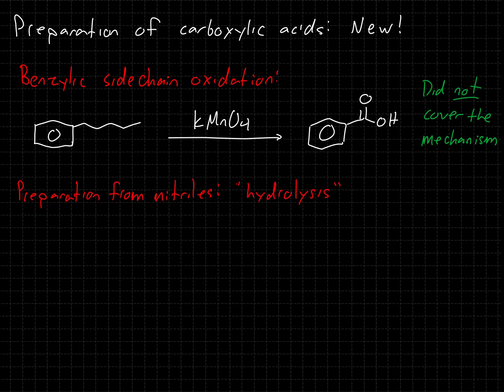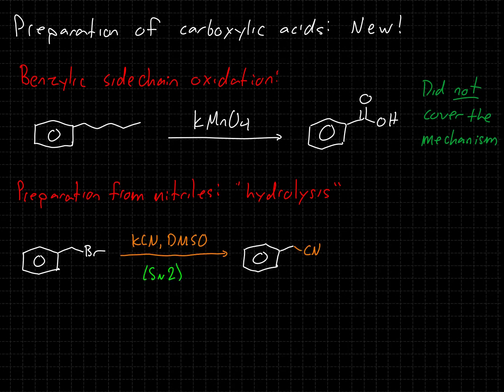One completely new reaction that's covered in this chapter is the hydrolysis of nitriles. This is often useful if we want to prepare a carboxylic acid from an alkyl halide, especially primary or secondary, where an SN2 reaction is possible. If we take a haloalkane like this and treat it with potassium cyanide and DMSO, we can do an SN2 reaction to get a nitrile. Nitriles can be hydrolyzed in a solution of acidic water while heated to produce carboxylic acids.